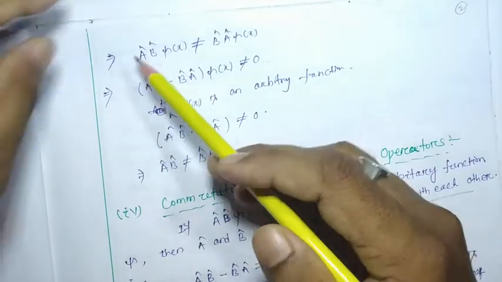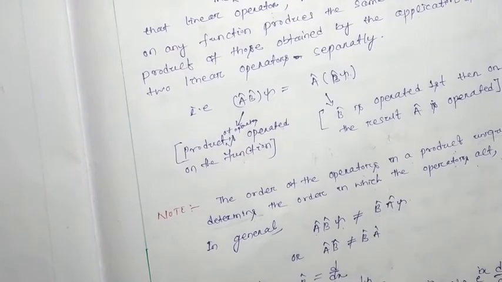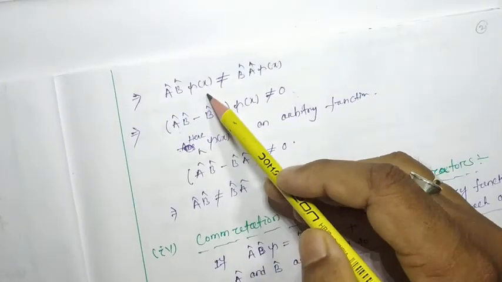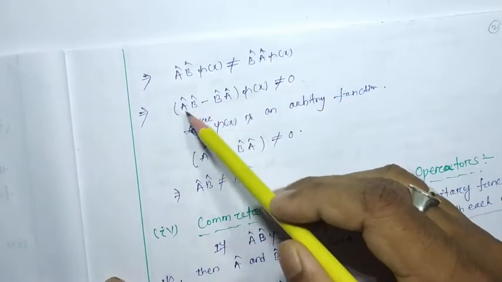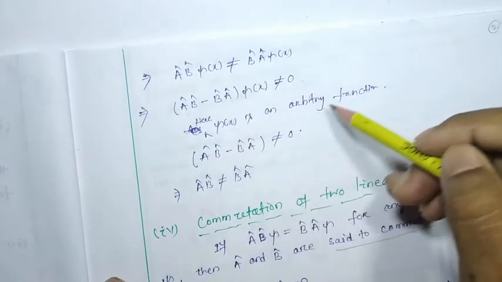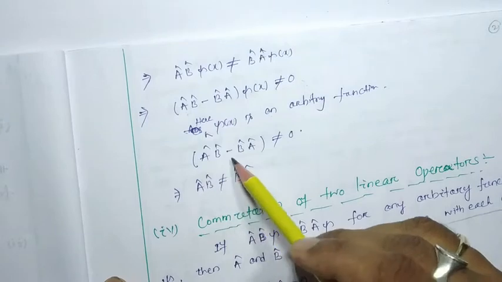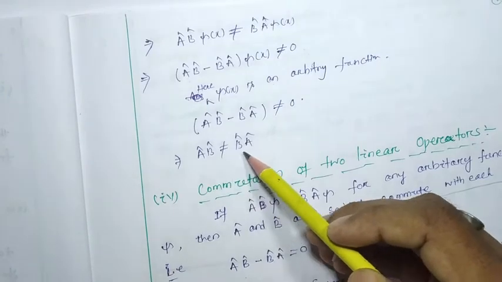So we found from this example that ÂB̂ψ is not equal to B̂Âψ. So ÂB̂ψ(x) is not equal to B̂Âψ(x). Hence ÂB̂ minus B̂Â acting on ψ(x) will not be equal to 0, because ψ(x) is an arbitrary function. So if this equation is going to be satisfied, then ÂB̂ minus B̂Â is not equal to 0. That means ÂB̂ is not equal to B̂Â.